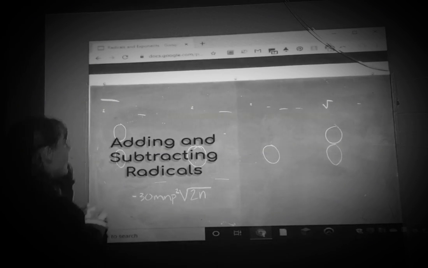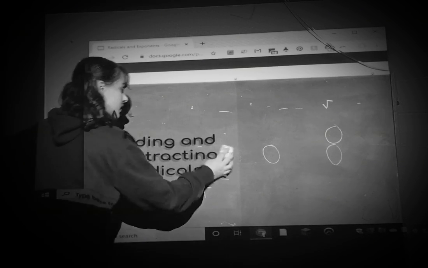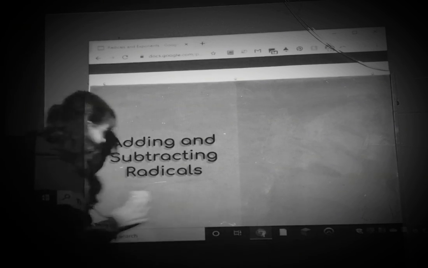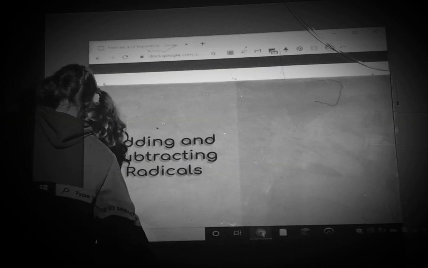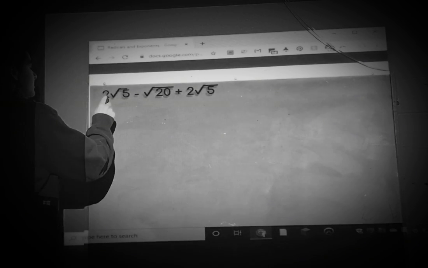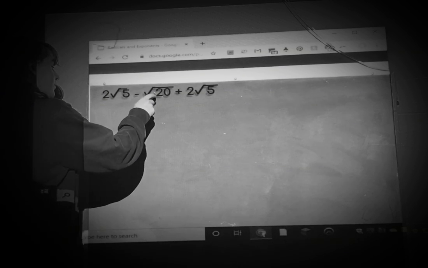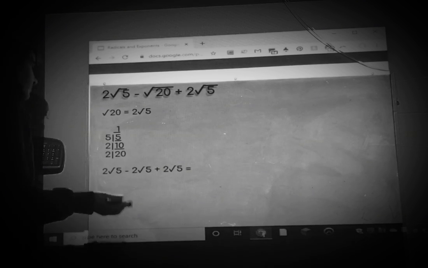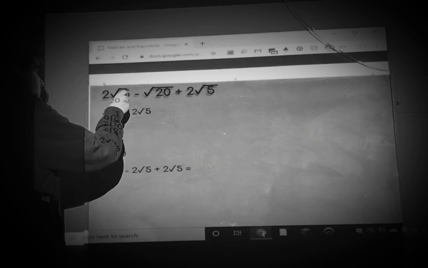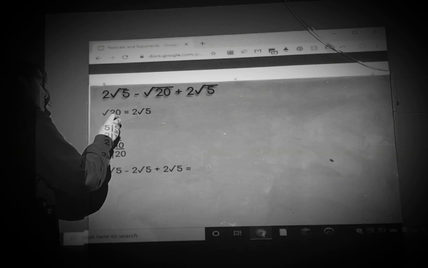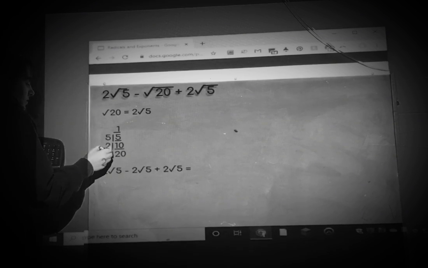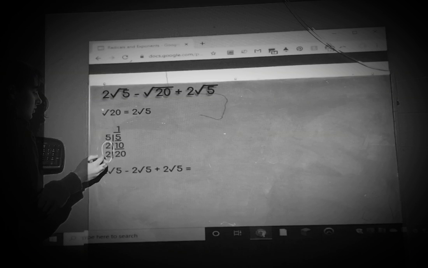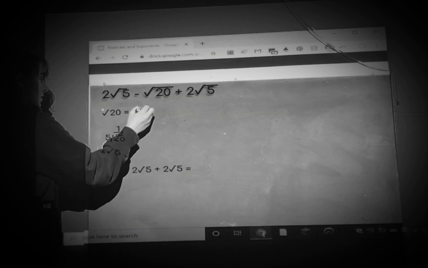Okay. Now we're going to add and subtract radicals. Our problem is 2 square root 5 minus square root of 20 plus 2 square root 5. So the first thing that we're going to need to do is have them all be the same number in the square root. So simplify square root of 20. We do that again by finding the factors through long division of the prime numbers. And there's an invisible 2. Circle 2 on the outside, remaining 5 on the inside.